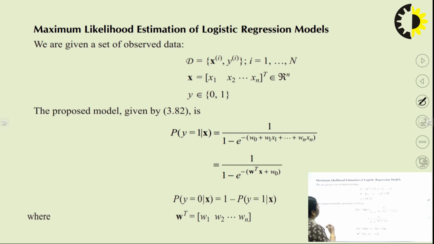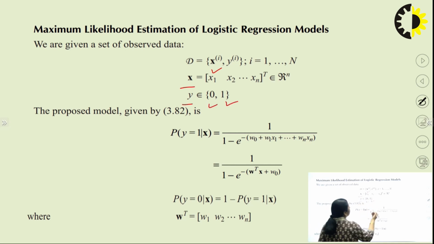So this is our problem. We can apply maximum likelihood estimation for logistic regression. We are given a set of observed data. This is our data D. X are the attributes and the classes are 0 or 1. Either it is 0 or 1.